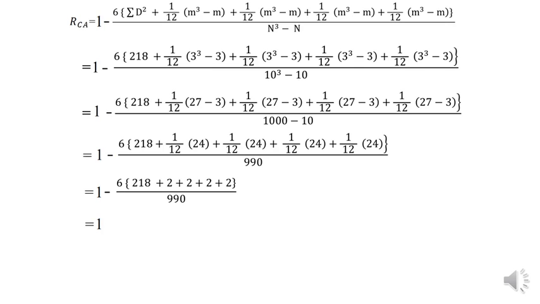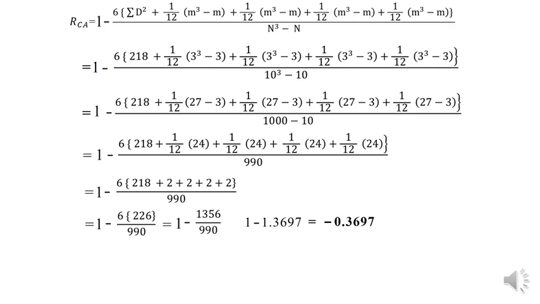Okay. Next, 1 minus 6 into 226 divided by 990 equals 1 minus 1356 divided by 990, which means 1.3697. So the answer is minus 0.3697. Here also we are getting a negative correlation coefficient.